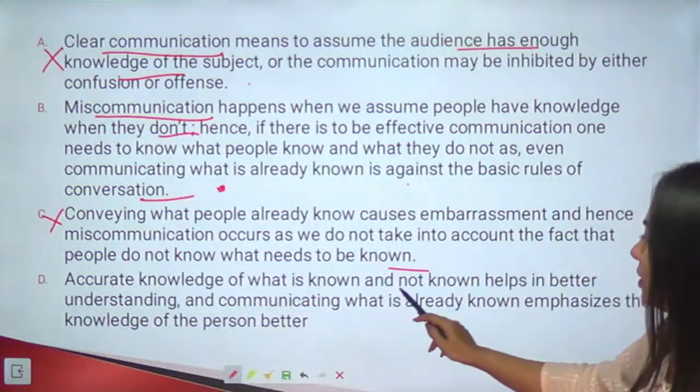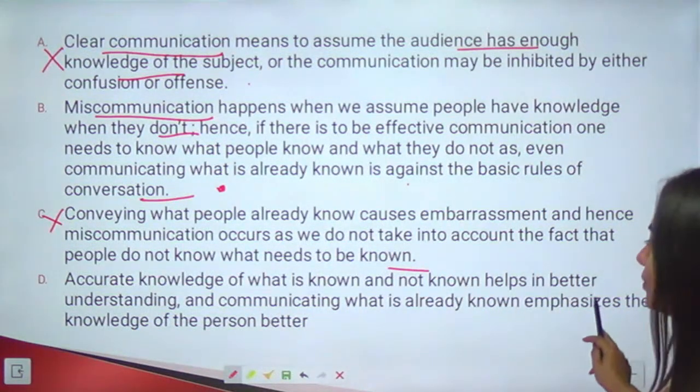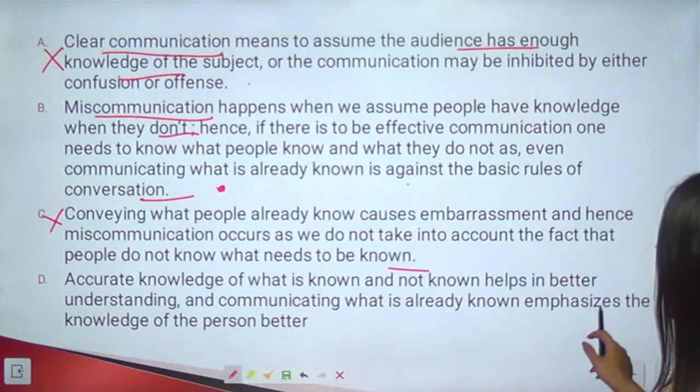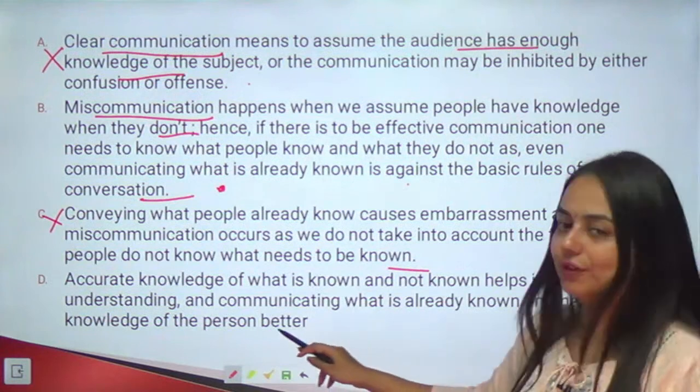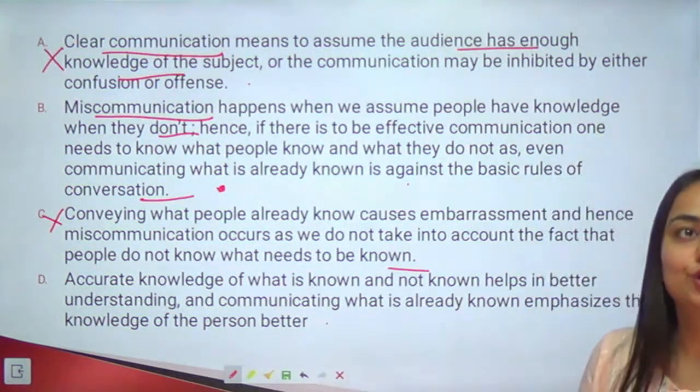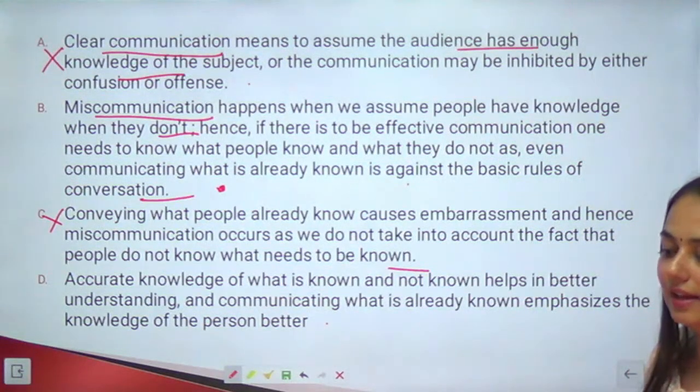Accurate knowledge of what is known and not known helps in better understanding and communicating what is already known, emphasizes the knowledge of the person better. So what did he do in this one? Let's see if you can drop in the answers from B and D, and then I'll tell you.